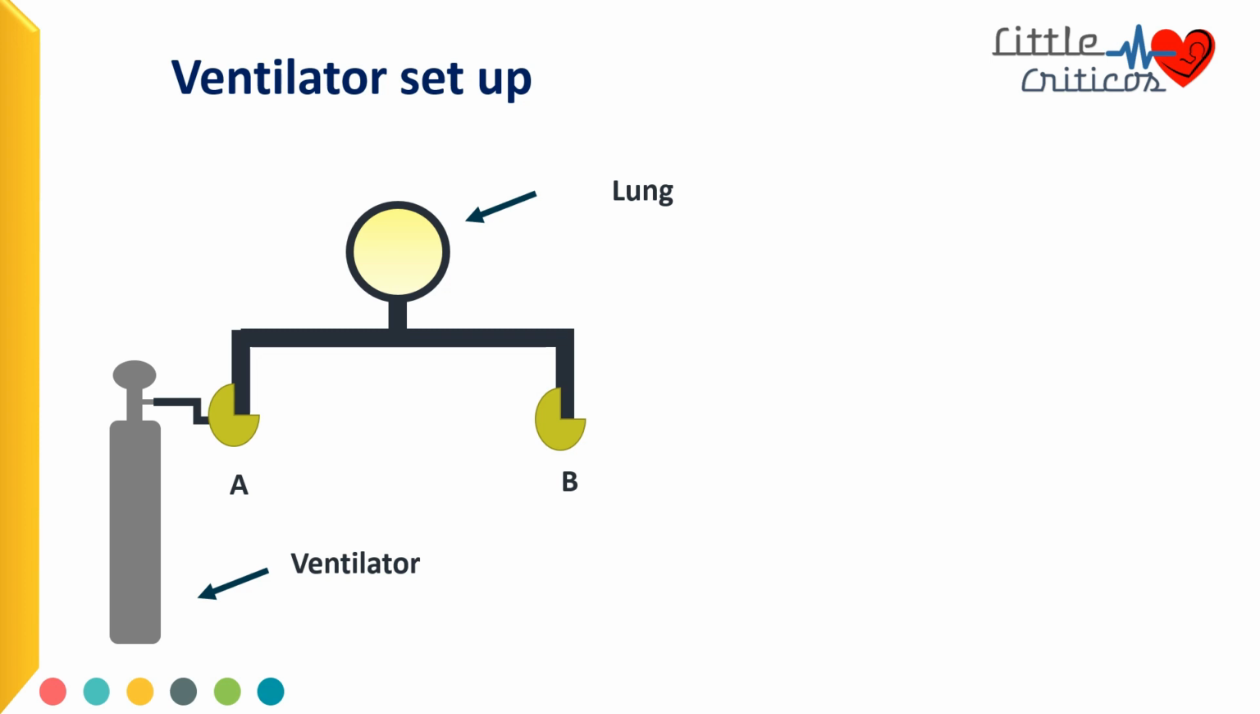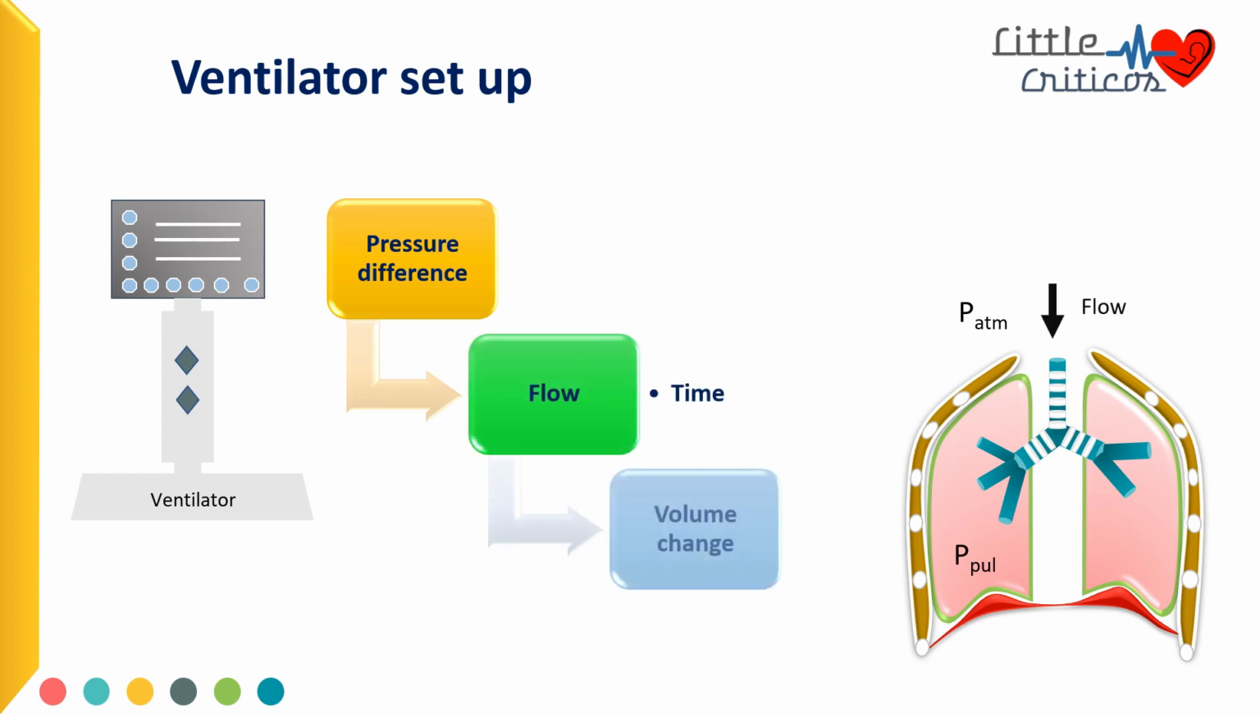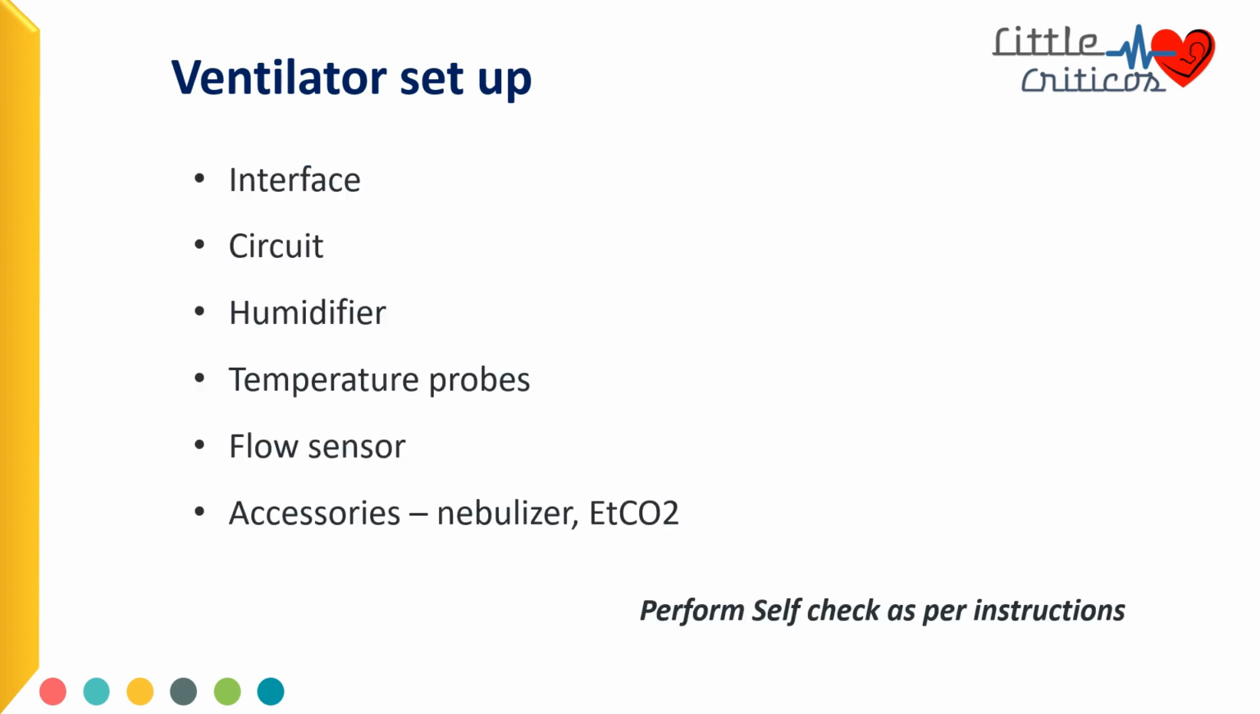There is an interface between the ventilator and the patient. Thus, the ventilator is going to cause a pressure difference, causing flow of gas over a period of time, resulting in volume change. A ventilator setup includes patient ventilator interface, circuit, humidifier, temperature probes, flow sensor, and other accessories like nebulizer and capnogram. Always perform a self-check as per the instructions given for the ventilator.